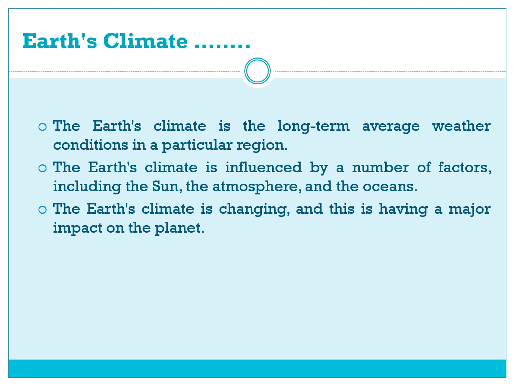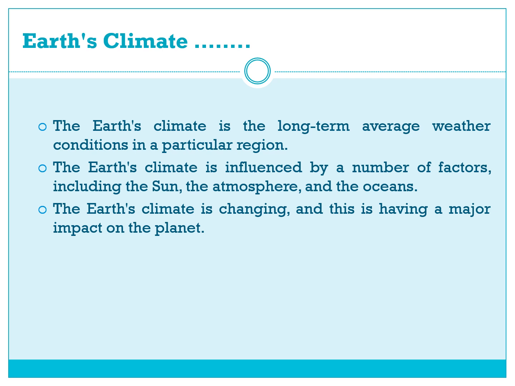Earth's climate. Climate is not about the weather today or tomorrow, but rather the long-term average weather condition in a particular region. This includes factors like temperature, precipitation, humidity, wind, and sunshine. The Earth's climate is influenced by several factors.